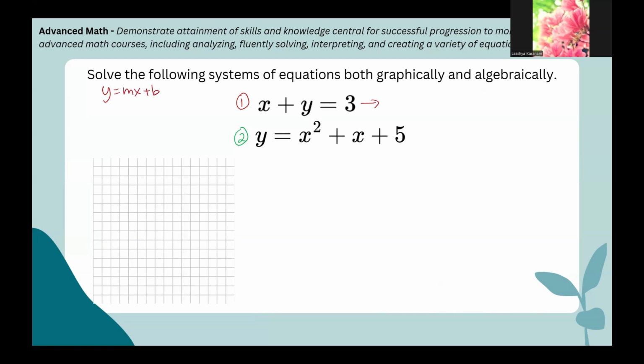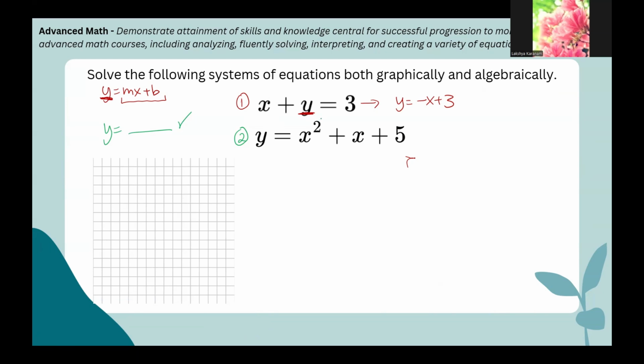So which means we need to get y on one side and everything else on the other side. In this case, y is already over here, so we just want to move the x to the right side of the equal sign. To do that, we're going to subtract x from both sides, and we'll get that y equals negative x plus 3. Okay? Equation 2 is already in graphable form because we have y equals something, right?